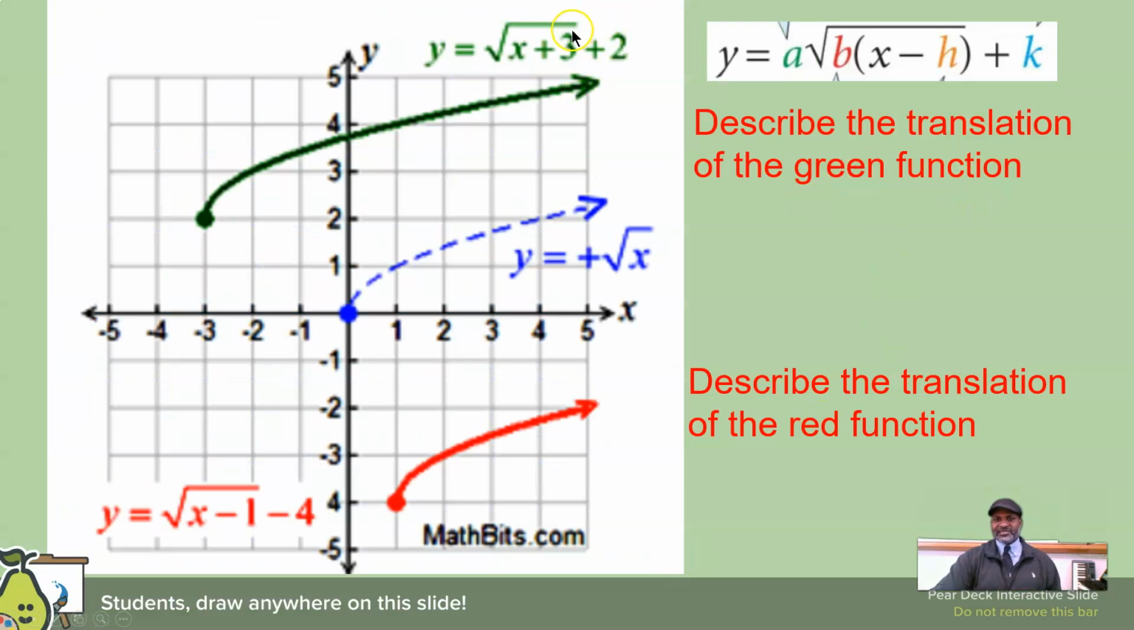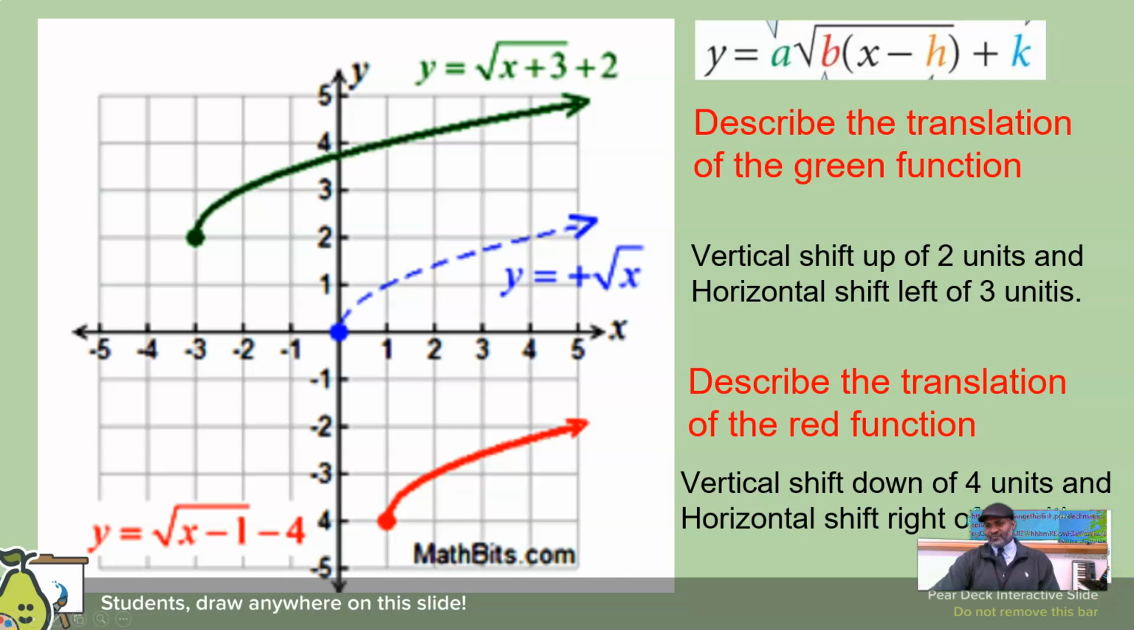So let's look at more than one transformation. All right. Look at the blue graph. To get from the blue graph to the green graph, you have to go 3 to the left and 2 up. To go from the blue graph to the red graph, you have to go down 4 and 1 to the right. You see that? Study this until you understand what we did.